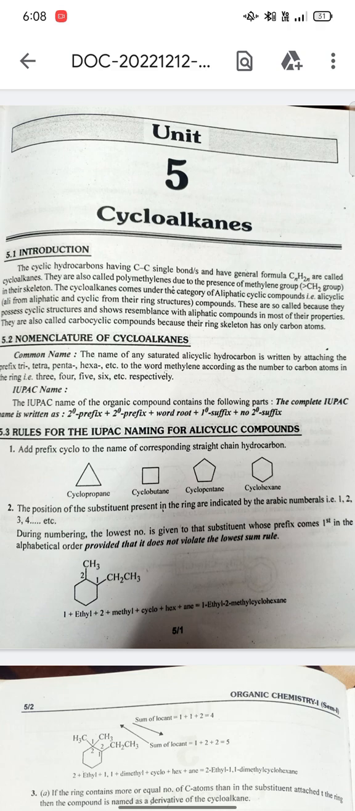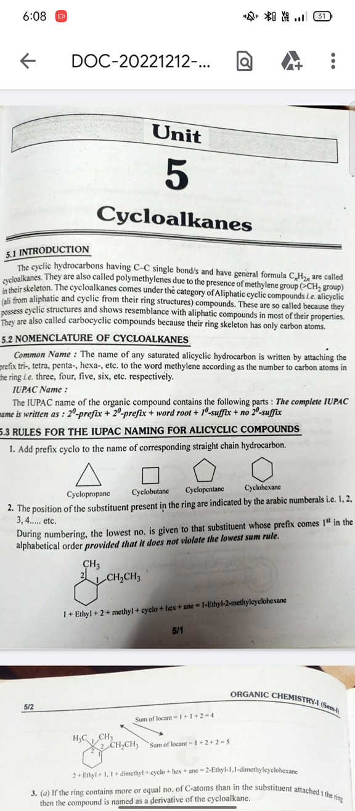The complete IUPAC name is written as secondary prefix plus primary prefix plus word root plus primary suffix plus secondary suffix. Rules for the IUPAC naming for alicyclic compounds.